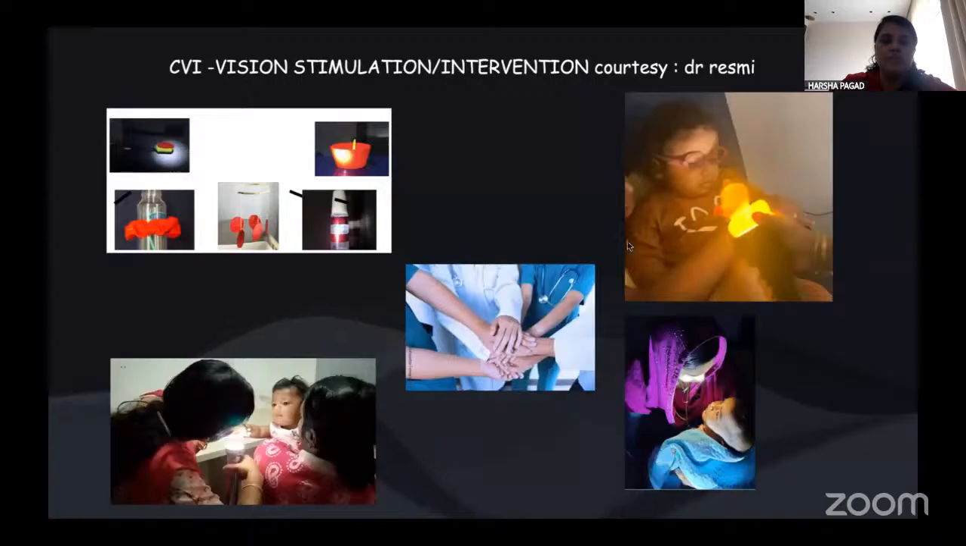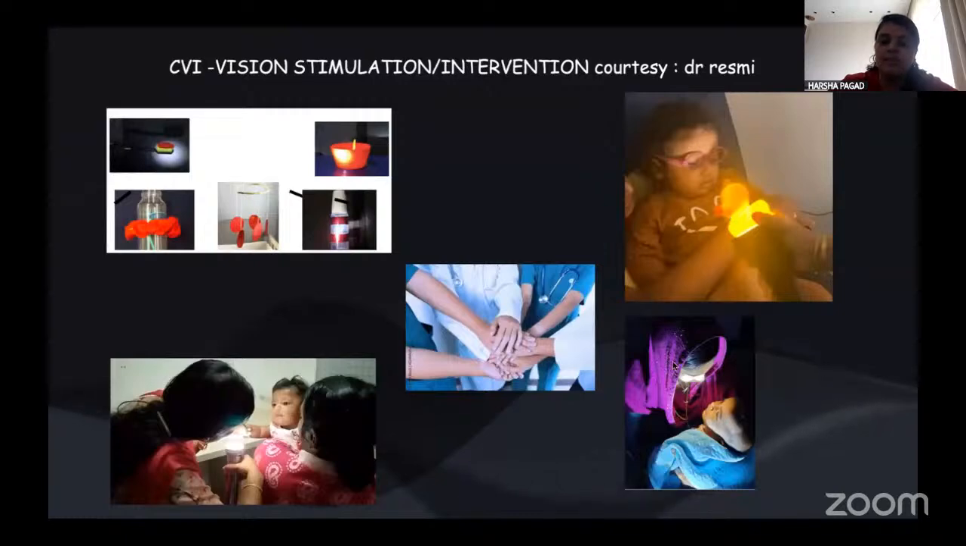So some of the vision stimulation and intervention therapies are like this. As I said, it's a teamwork. Here we are using a bright colored object. Also, when we are examining the child, we see if they have any color preference, like they like red or yellow. Accordingly, we use targets which can elicit a response.